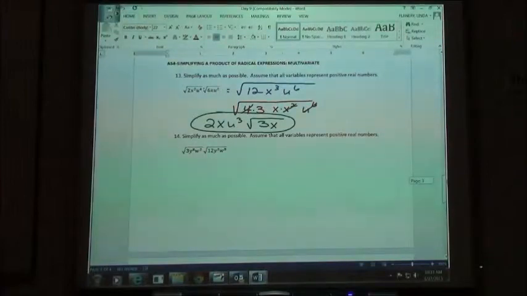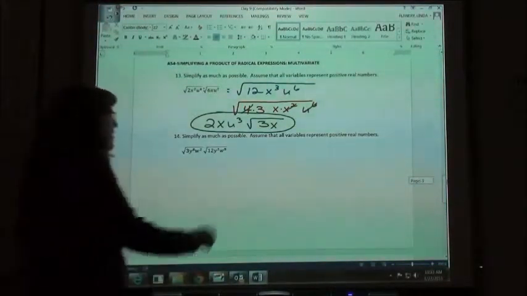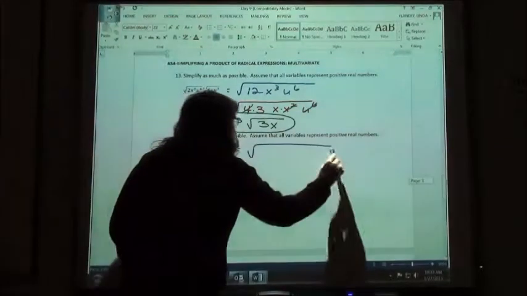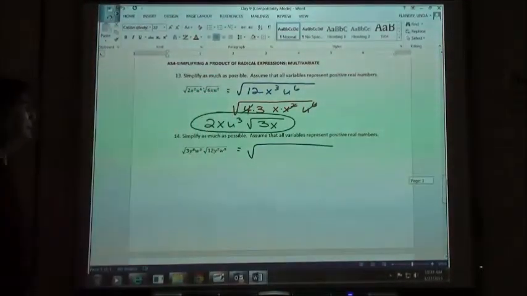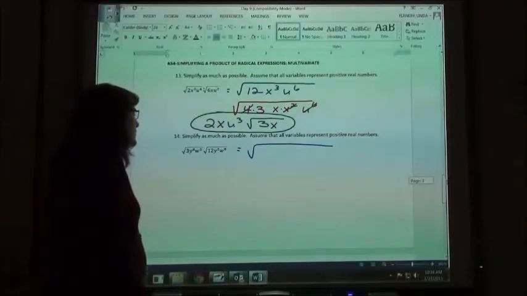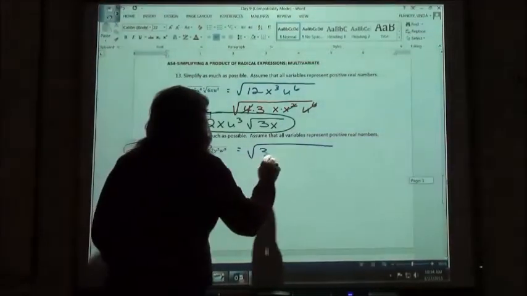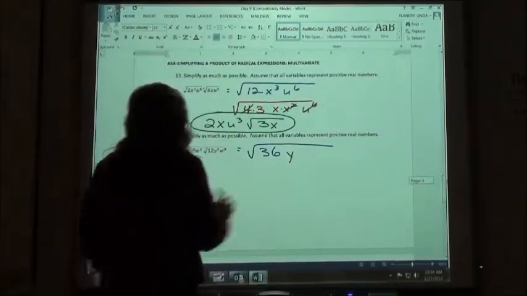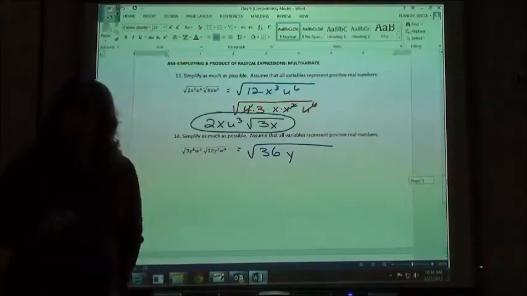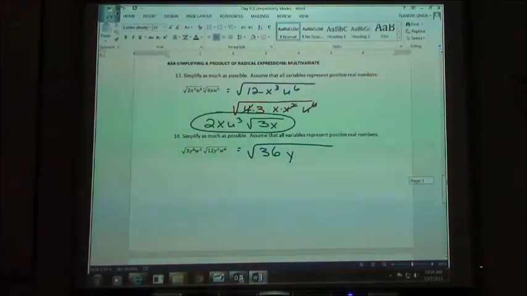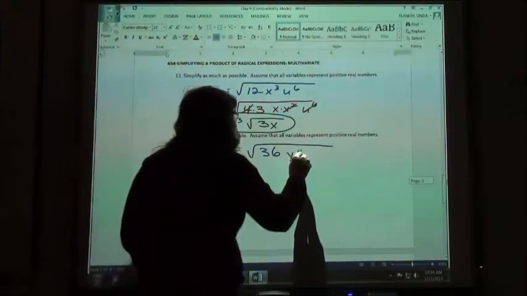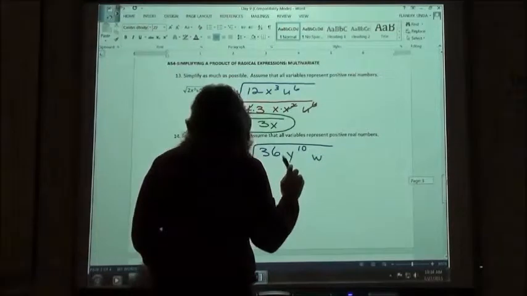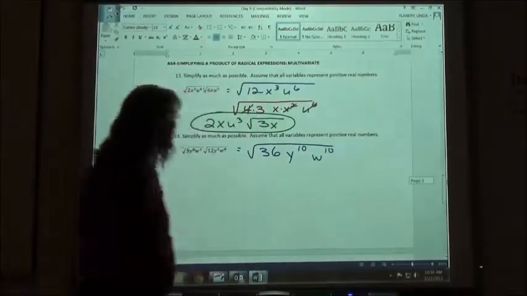So number 14, we want to multiply those two square roots together. We're going to go ahead and multiply first. And so if I multiply those together, what am I going to get? 36. Do you add those? Yes, I do. So y to the 10th and w to the 10th, right?